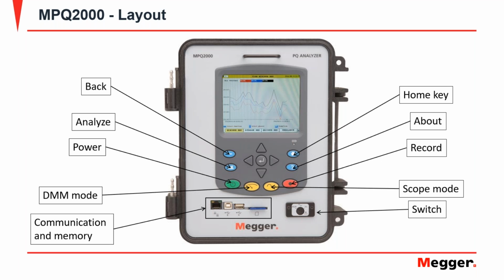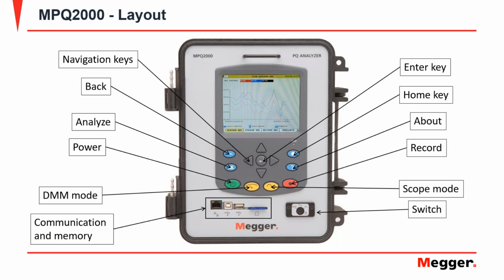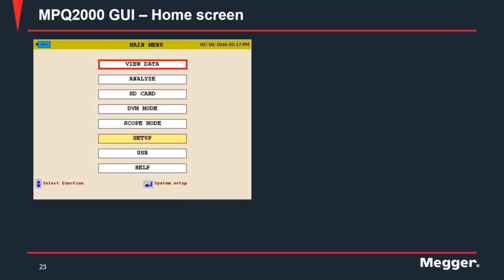The back key takes you to the previous screen. You have navigation keys to move between different screens and different options. You have the return key, or the enter key, to select any option. So that was the layout of the instrument.